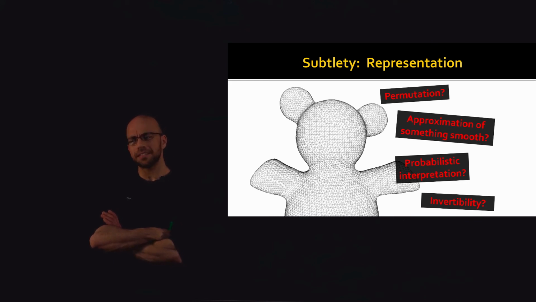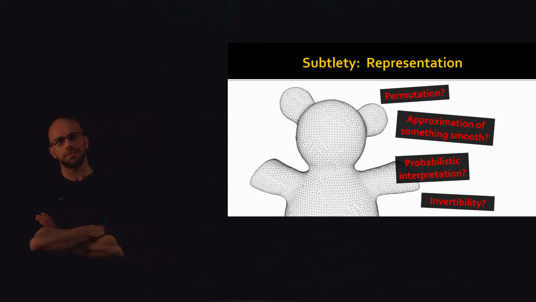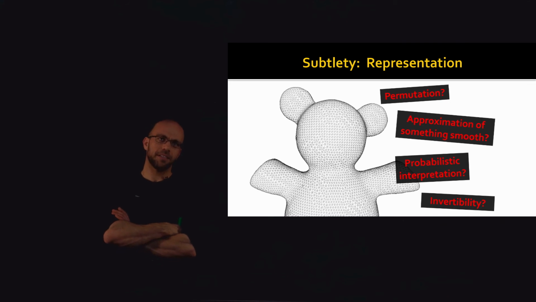So for instance, what does it mean for a map to be invertible if my map is from one triangle mesh into another? It's not such an obvious question to answer, and I think there's actually not really consensus in the literature for what invertibility necessarily means. There are many different definitions out there, and all of them have some drawbacks.